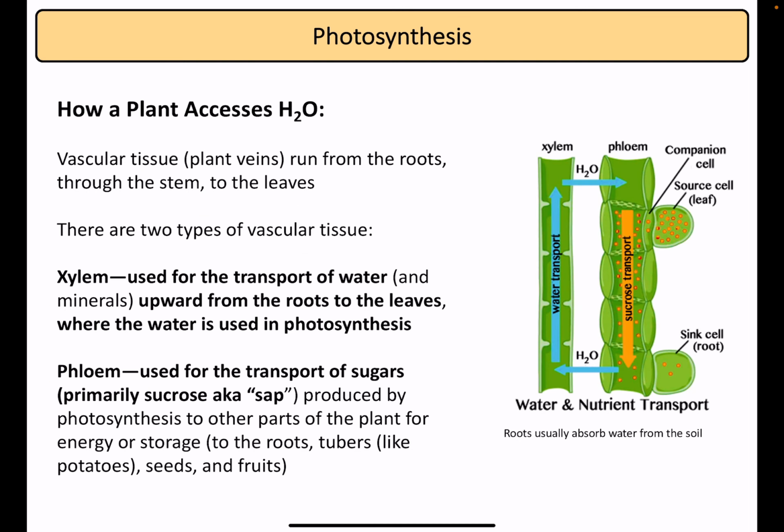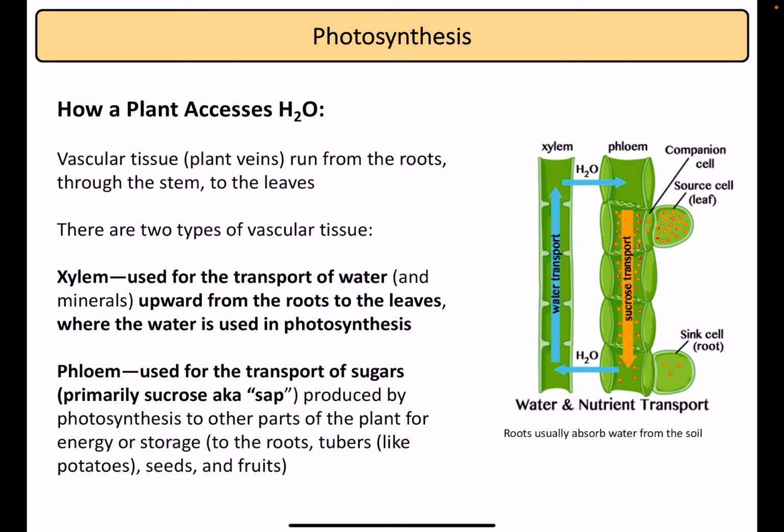So there's a lot going on in a leaf. Even though it's very thin, it is still several layers of tissue thick, and there's, as you just learned, several different types of tissues within a leaf. So that's how the plant accesses CO2. Next, how does a plant access water?